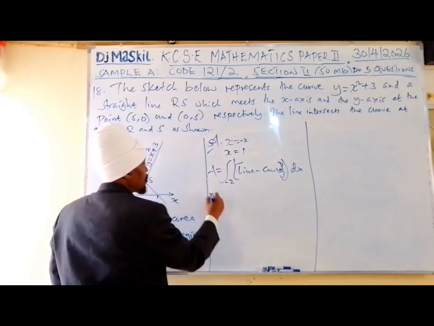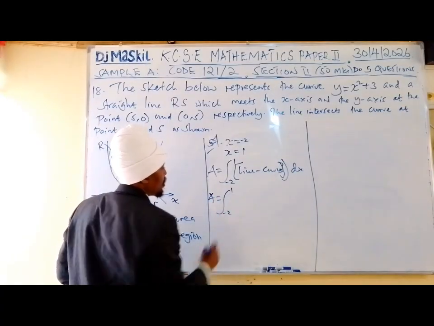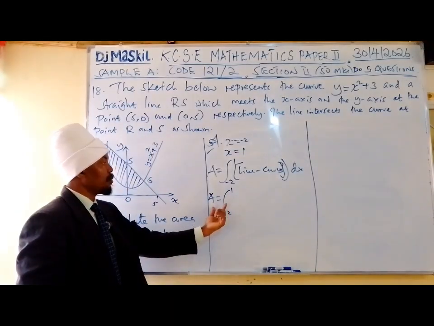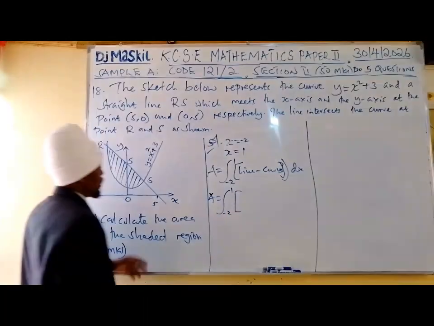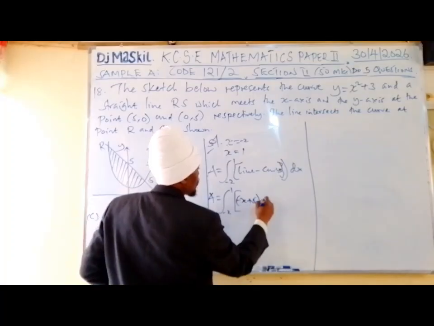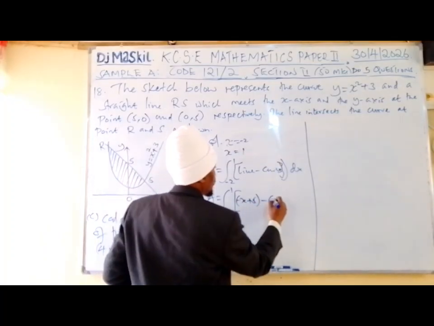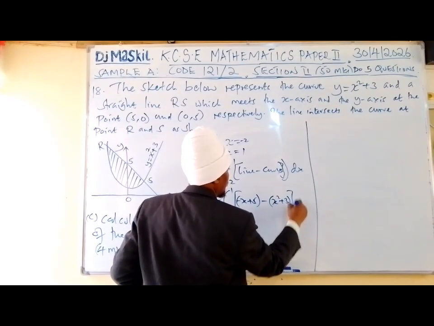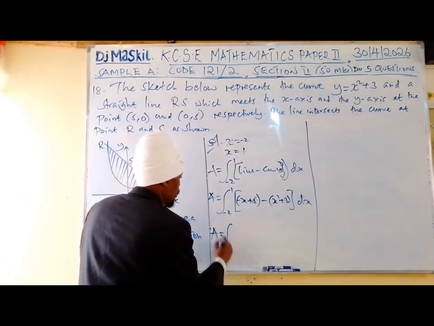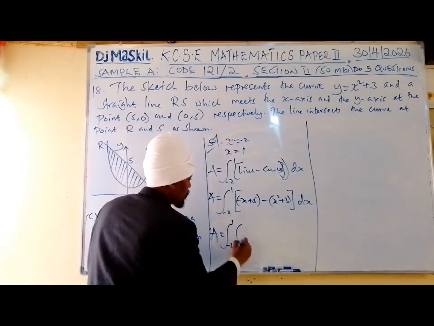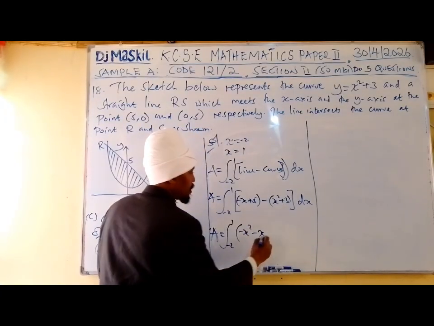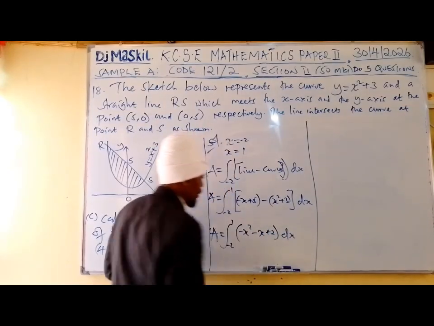dx. So area is equal to the integral between the boundaries of the line, which is negative x plus 5, minus x squared plus 3, dx. So area is equal to the integral from negative 2 to 1 of negative x squared minus x plus 2 dx.